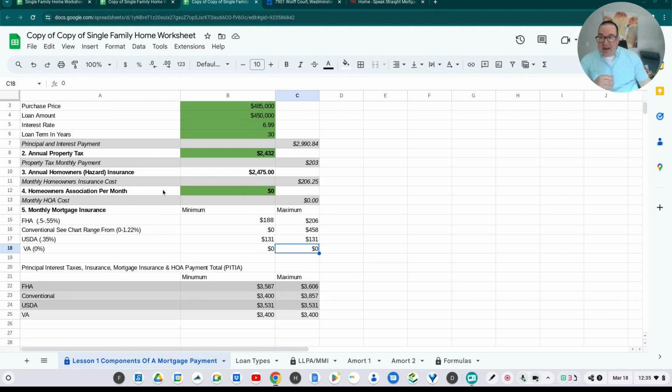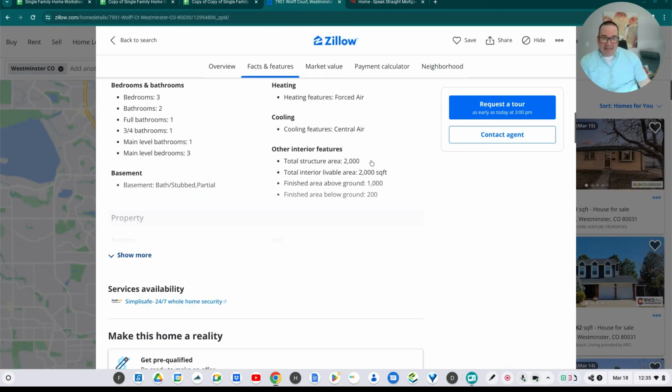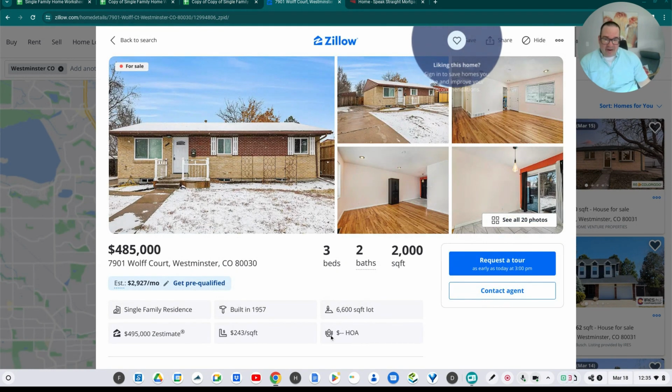Okay, HOA, Homeowners Association. Not all houses have a homeowners association. On Zillow, this should be listed right here at the very top. You can see there's nothing here, so I'm using 0.